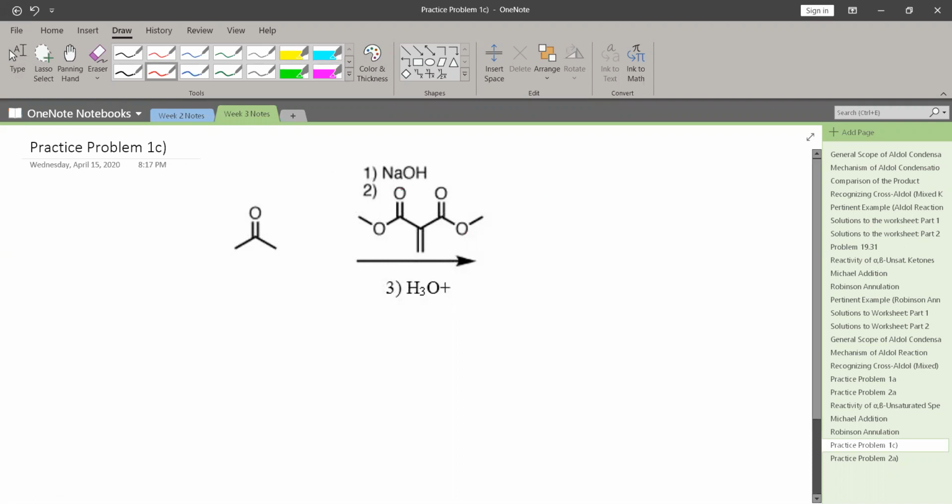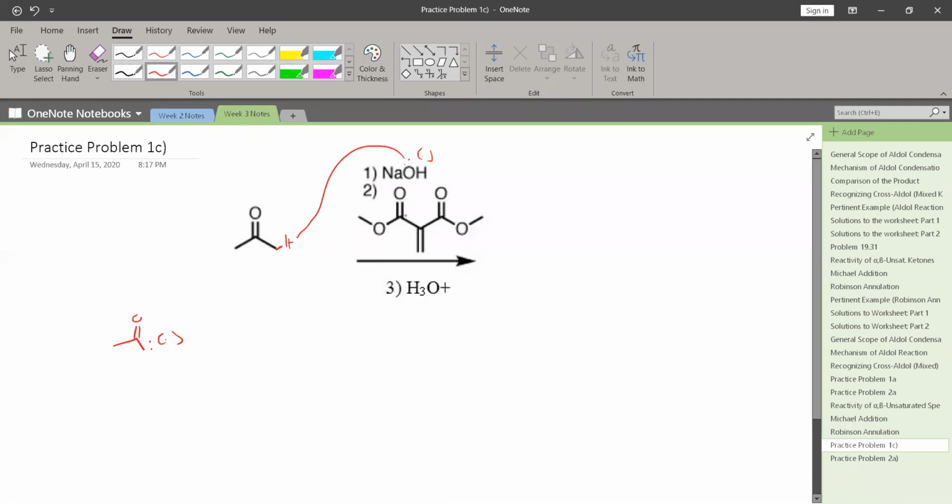And so our first step is NaOH. The purpose of this step is to make this enolate right here. You're going to get some enolate that shows up. And now that we have this enolate, we can react it again with this carbon right here.